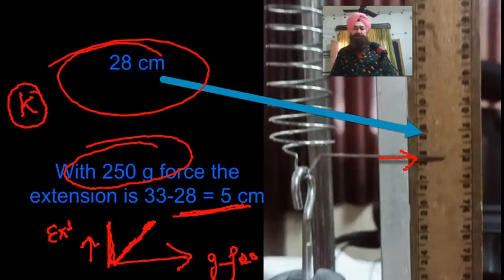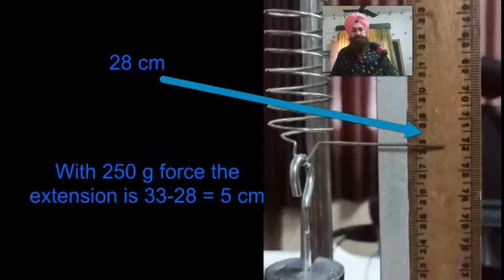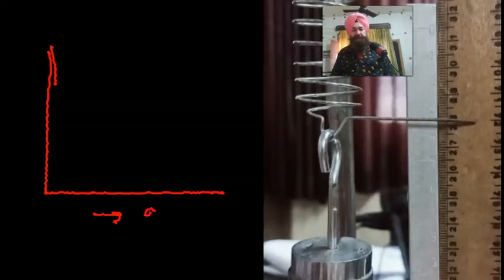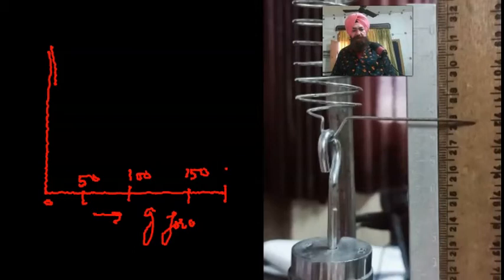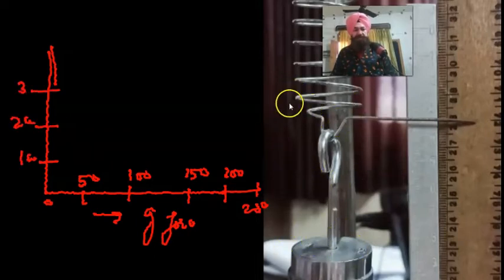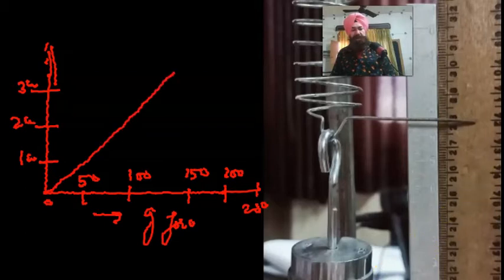So what is K? How do you find K? Along this side gram force, like 0, 50, 100, 150, 200 and 250. Here it is extension, like 1 centimeter, 2 centimeter, 3 centimeter, and like that. And if you are getting a line, then take the slope of this line.